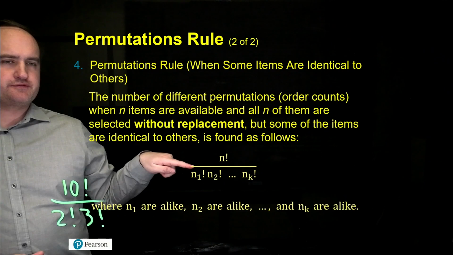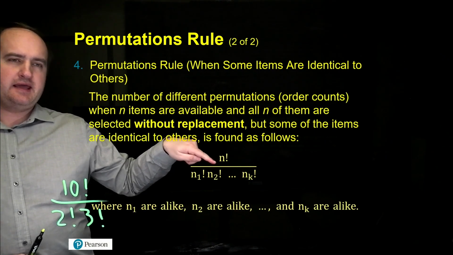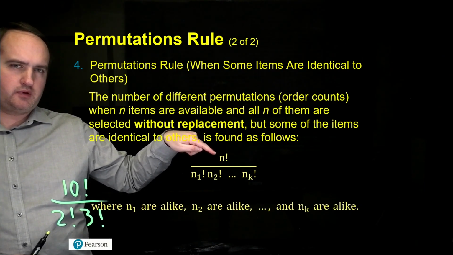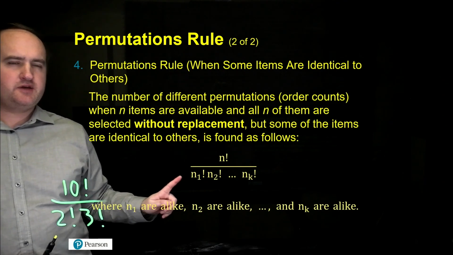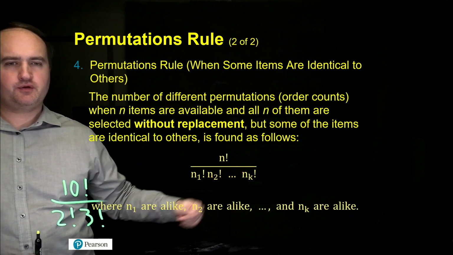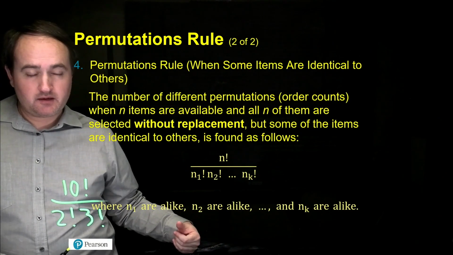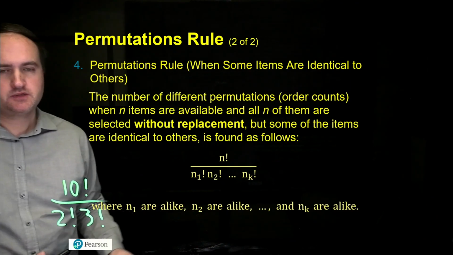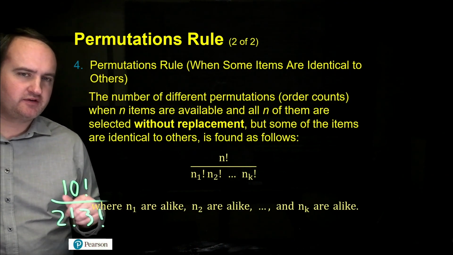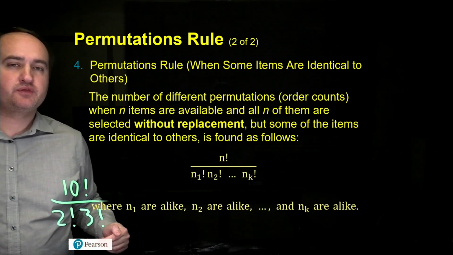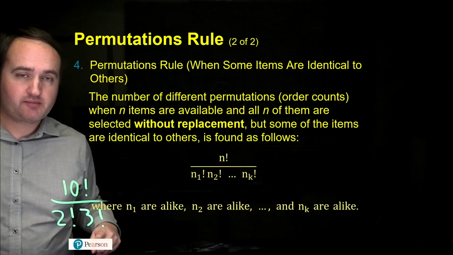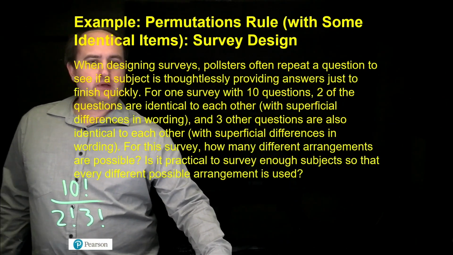So basically all this formula is saying is n would be the total number of questions, and then you have to just divide by a factorial for any of the questions that are alike or that are the same. So because 2 questions were alike, we had to divide by a 2 factorial, and then 3 other questions were alike, we had to divide by a 3 factorial. Okay?